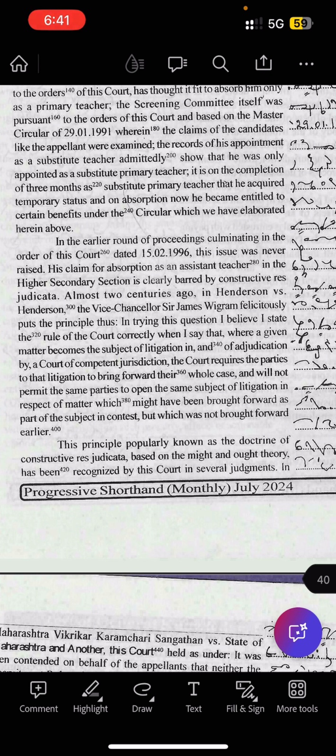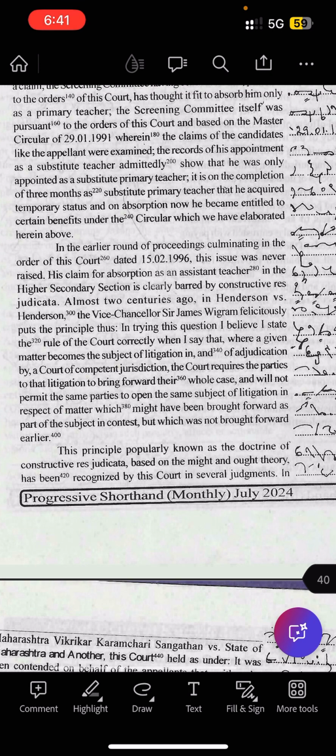puts the principle thus: in trying this question, I believe I state the rule of the court correctly when I say where a given matter becomes the subject of litigation in and of adjudication by a court of competent jurisdiction, the court requires the parties to that litigation to bring forward their whole case and will not permit the same parties to open the same subject of litigation in respect of matter which might have been brought forward as part of the subject in context but which was not brought forward earlier.